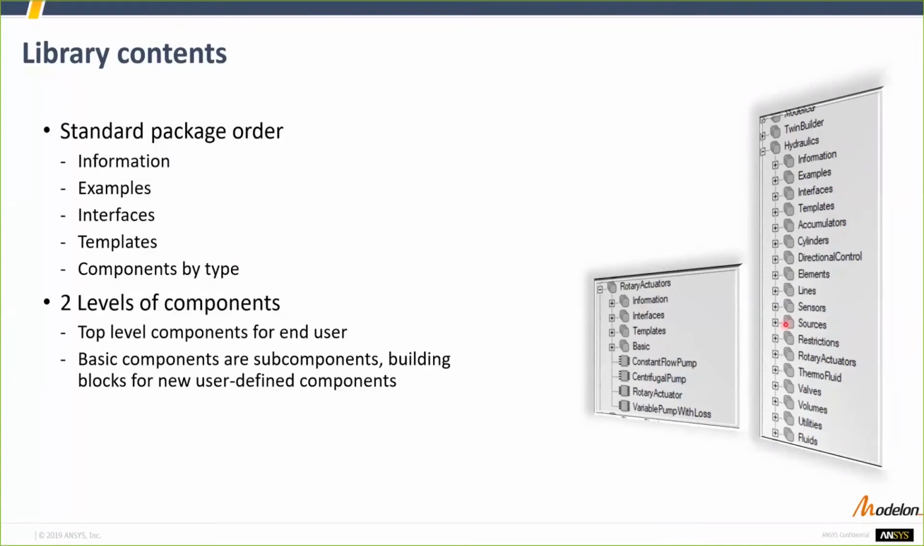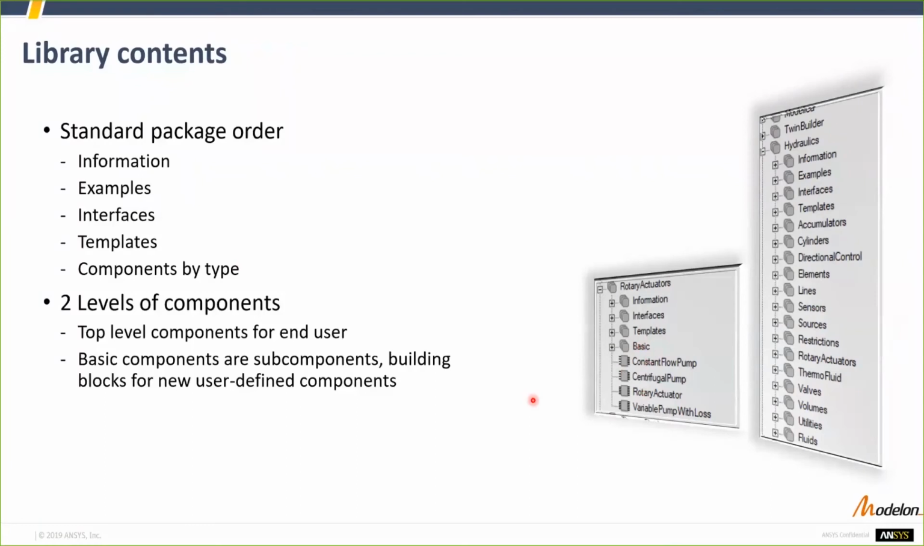And if you look in one of these, for example, rotary actuator, you will find the same package order: interface, and what you can see then is there is basic here, and there are some components here. These components here at top level can be directly dragged and dropped and are for, let's say, all users. The parameterization is a bit eased, so it's easier to parameterize. The basic package includes the base components that are used to develop this top level component, and they are for more experienced users.